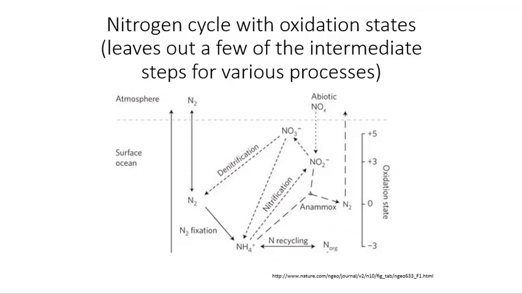Here's another image of the nitrogen cycle, and you can see on the right there that the oxidation state for the various nitrogen compounds is listed. With this cycle, it is fairly easy to see which processes are oxidative and which are reductive. You should see that nitrification is the stepwise oxidation of ammonium to nitrate, while denitrification is the reduction of nitrate to dinitrogen gas. Note that many of the intermediate steps here are left out for this diagram.